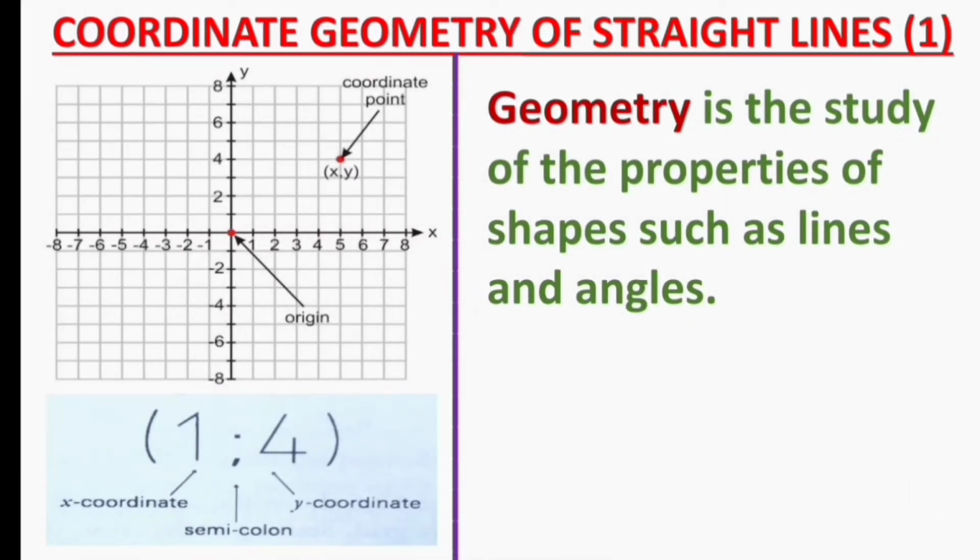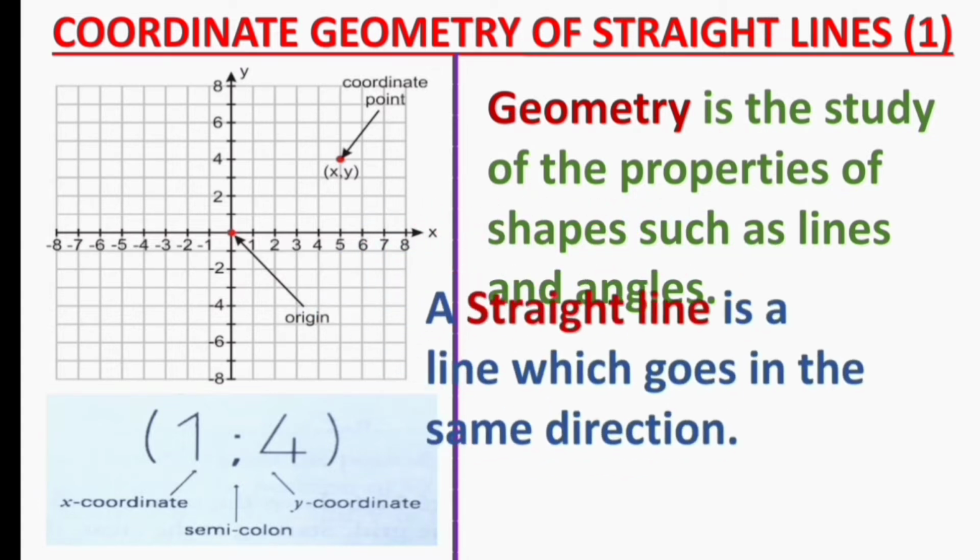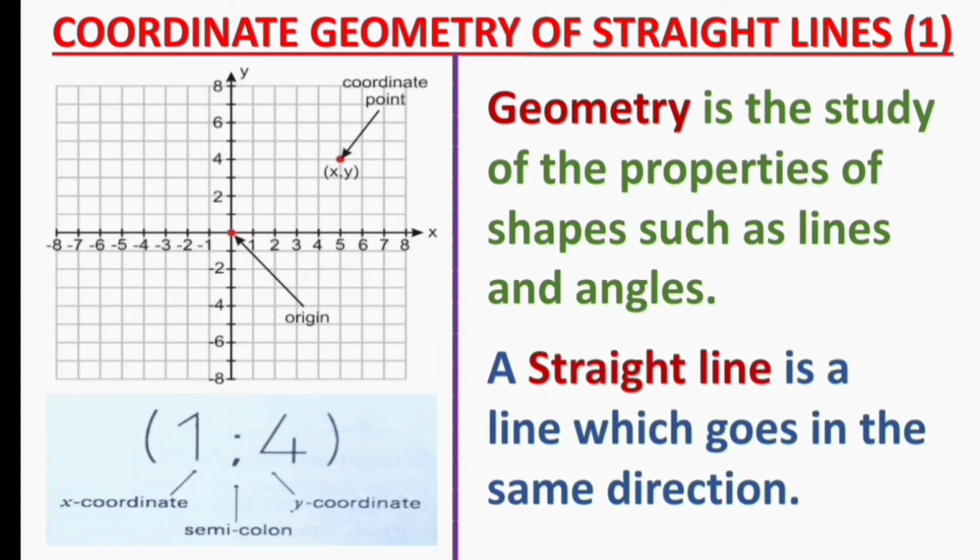Also from definition, geometry is the study of the properties of shapes such as lines and angles. A straight line is a line which goes in the same direction. Let's learn more about coordinate geometry of straight lines.